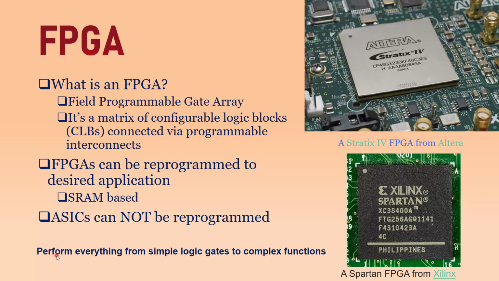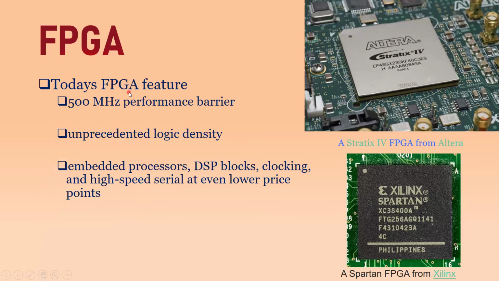Finally, you would say that FPGAs perform everything from simple logic gates to complex functions. You can realize, for example, a simple AND gate, OR gate, NOR gate, to a complete system on chip on this particular IC, because there are millions of gates and those gates can be interconnected via programmable interconnects. You see that this is an example board from the Stratix IV family FPGA from this company right over here. There is only this IC shown here. This is called a Spartan FPGA from this company right over here.